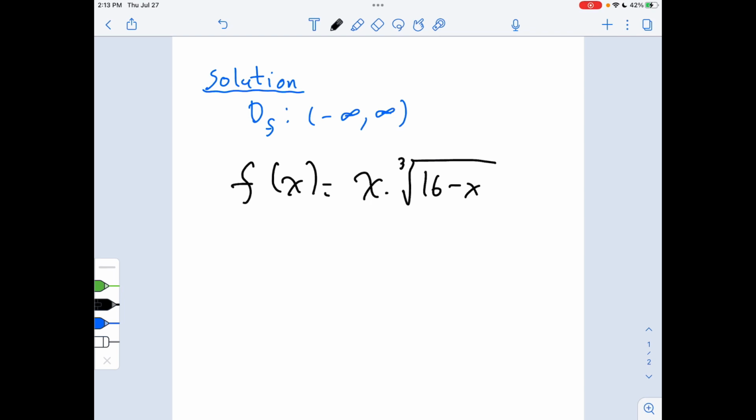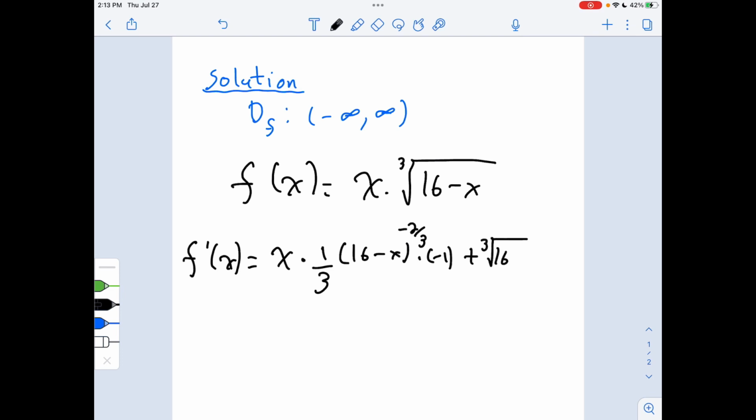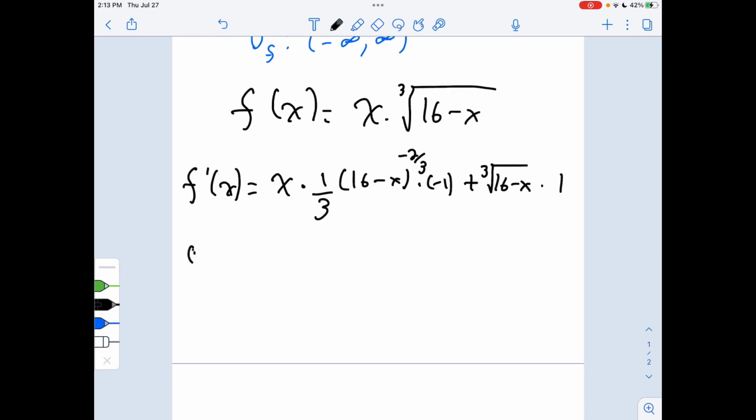So the product rule says hold the first function, times the derivative of the second. You'd have to use the chain rule on this. You would get something along the lines of 1/3 times 16 minus x to the negative 2/3 times minus 1, plus, then I hold the second function, the one I just took the derivative of, and take the derivative of x, which is just 1. And that would be my derivative, and I'm going to clean this up a bit.